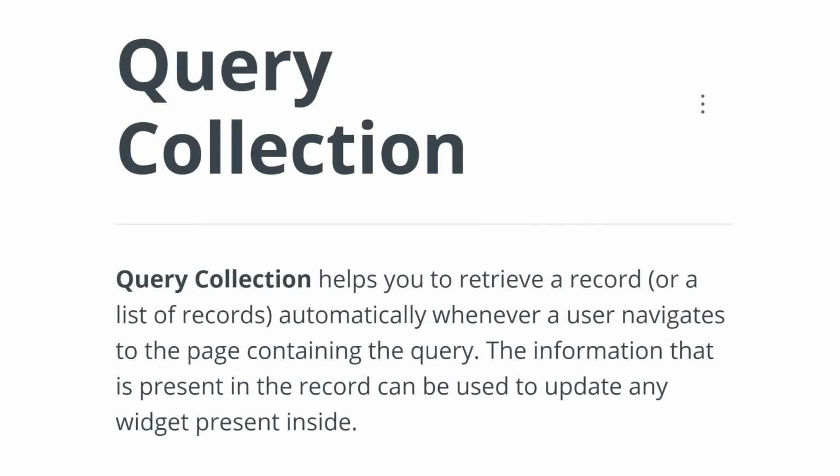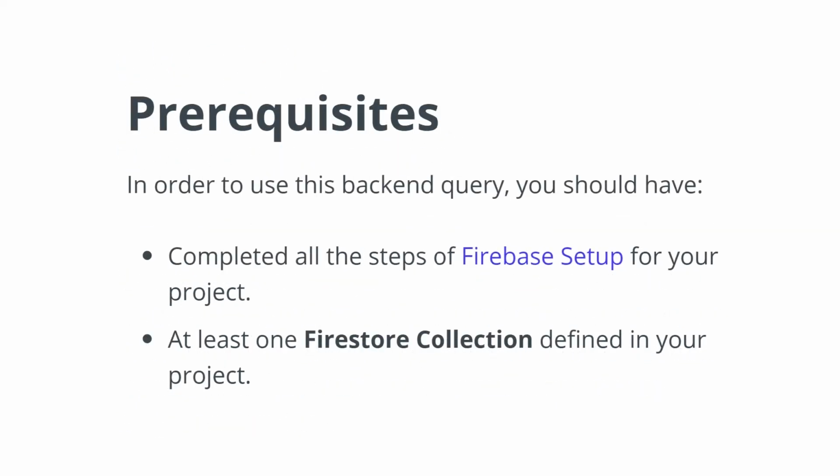What is a query collection? A query collection helps you to retrieve a record, or a list of records, automatically whenever a user navigates to the page containing the query. The information that is present in the record can be used to update any widget present inside. Prerequisites. In order to use this backend query, you should have completed all the steps of Firebase setup for your project, and have at least one Firestore collection defined in your project.